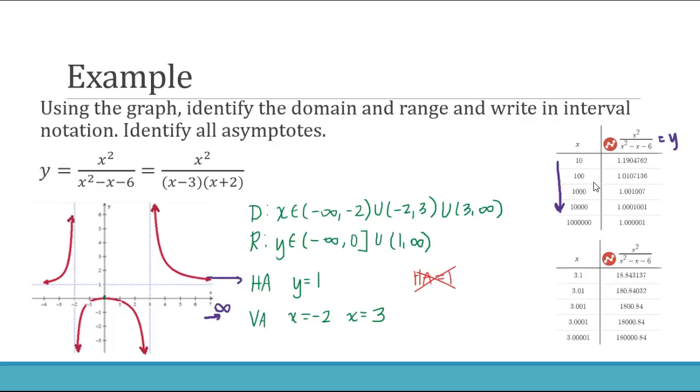So if I substitute in 3.1, so what are we talking about? We're talking about plugging in a value to the right of 3. So I know this is further over, but I'm plugging in 3.1 and then 3.01 and 3.001. So that's what's happening on this table, I'm getting closer to 3.00001. And what I can see is happening to these values, so as my x values get close to 3 from the right side of 3, my y values are getting huge. So they start out at 18 and then they're at 180,000. And that tells me that I'm heading towards positive infinity.